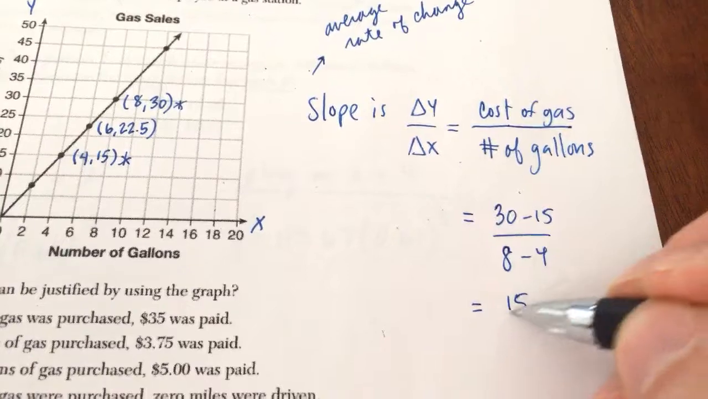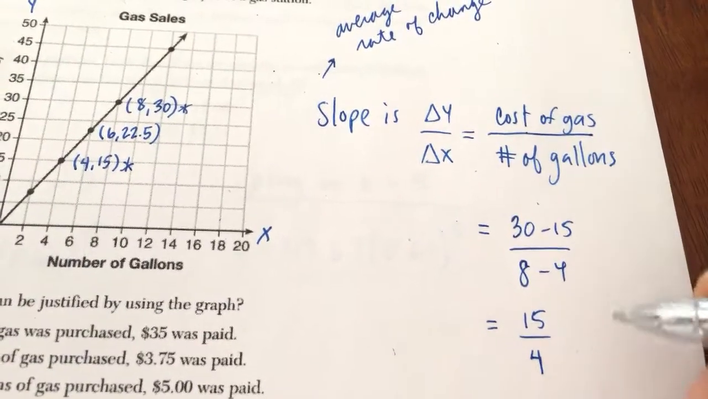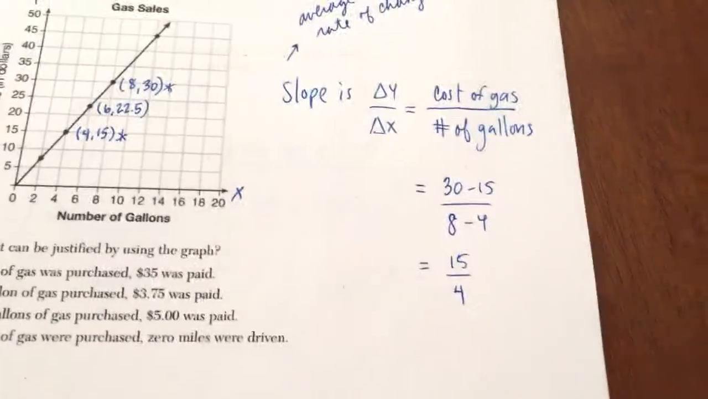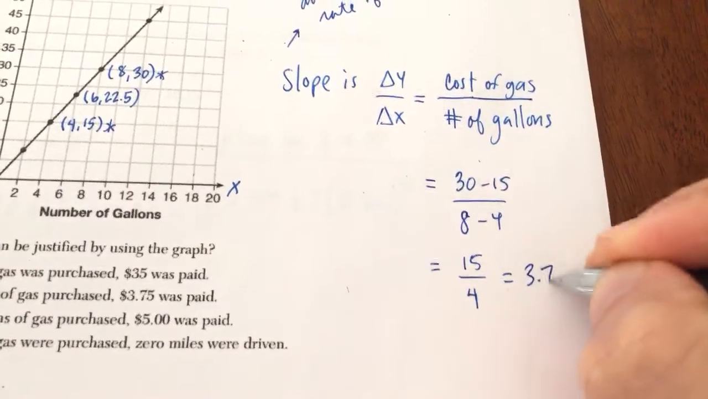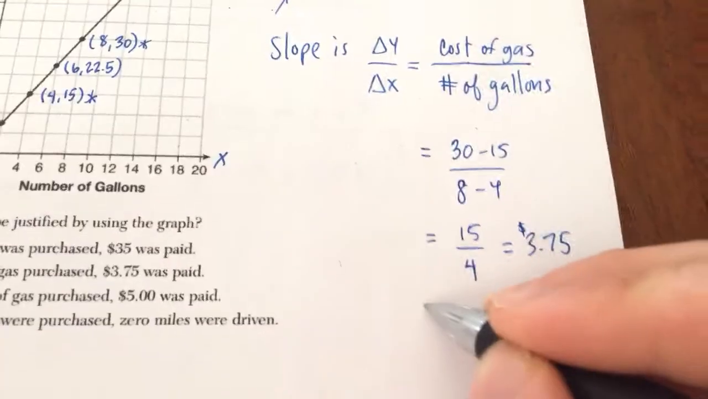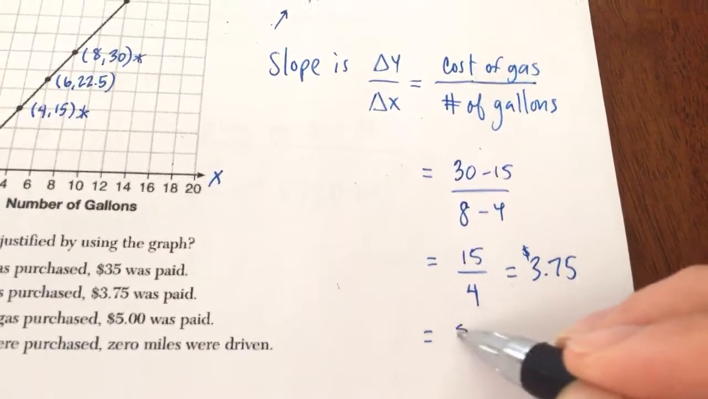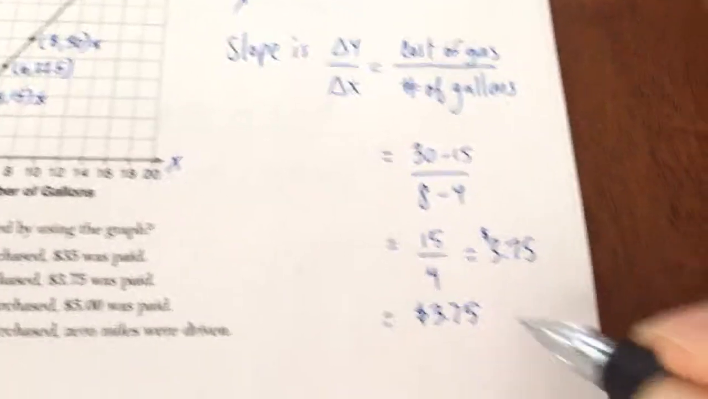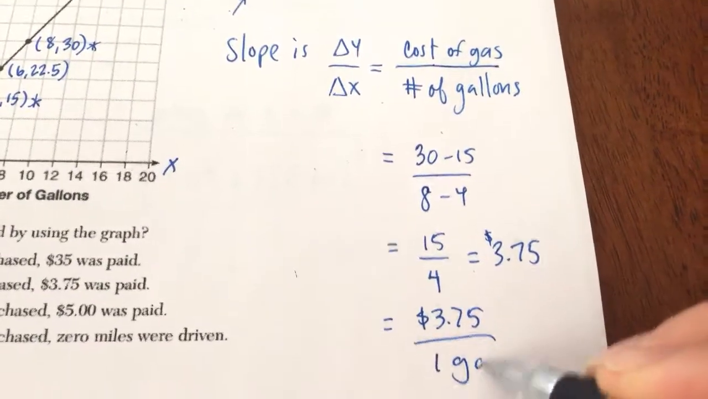Simplifying this fraction, I get 15 over 4, which is equal to 3.75. So what that means is you have $3.75 for every 1 gallon.